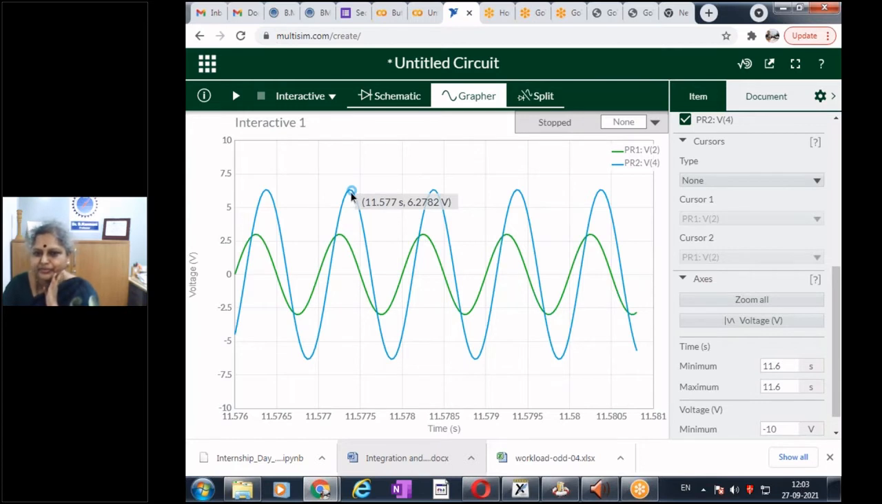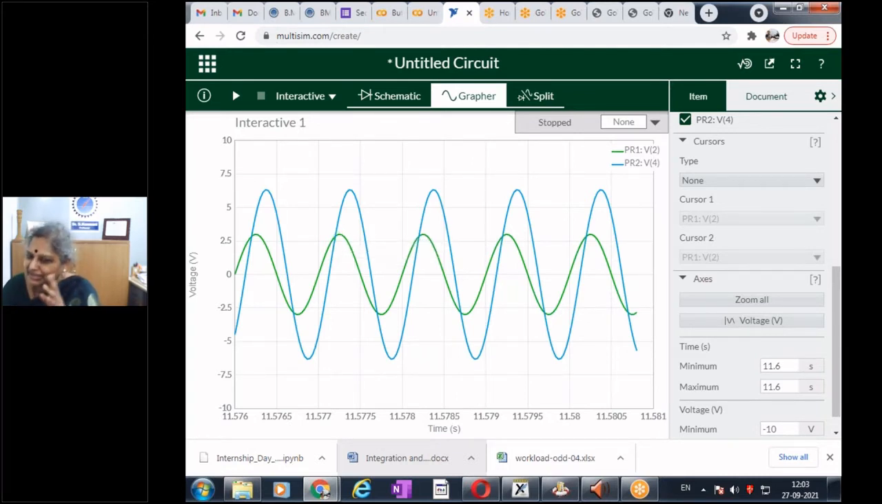What's the gain? 6.3 divided by 3 is how much? 6.3 is my output. 6.3 divided by 3 is 2.1. Very good. I'm getting a gain of 2.1 only. We'll come and see what this number 2.1 is.